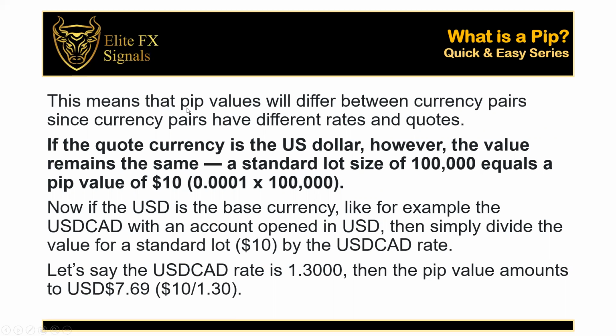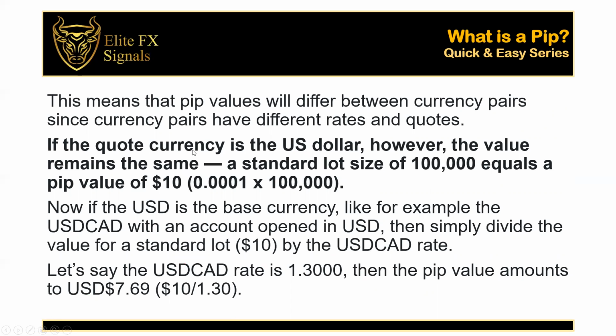What the formula that we saw previously means is that the pip values will be different between currency pairs, since currency pairs have different rates and different quotes between them. Now, if the quote currency is the US dollar, however, the value remains always the same. So for a standard lot size, trading 100,000 currency units, the pip value will always be $10.